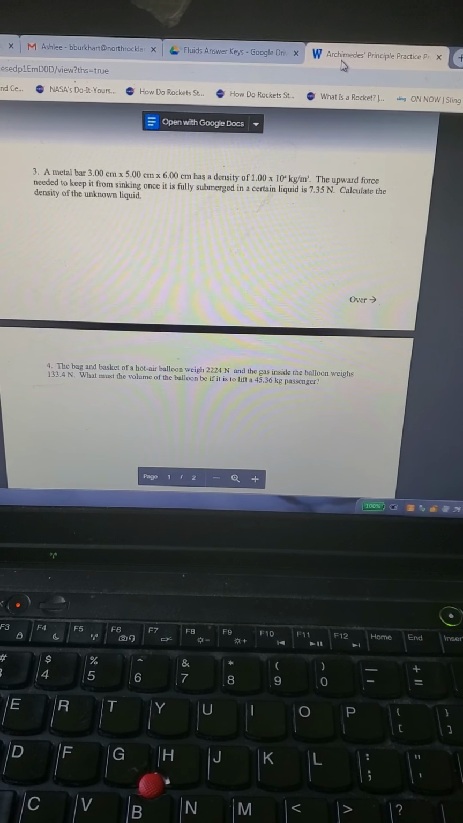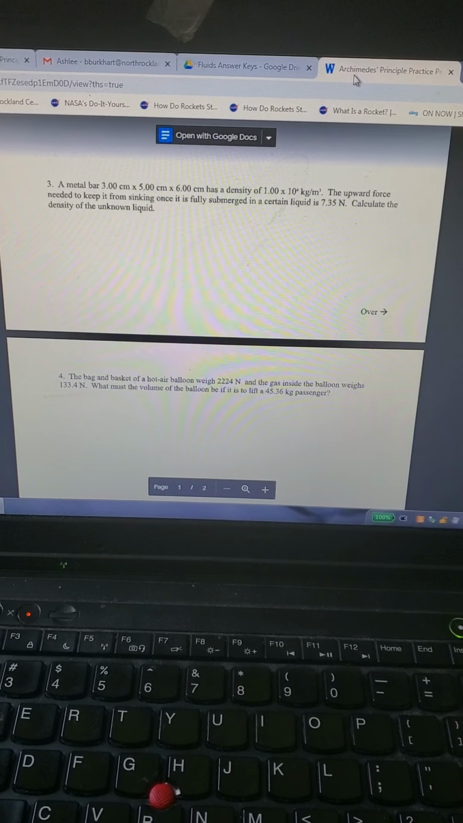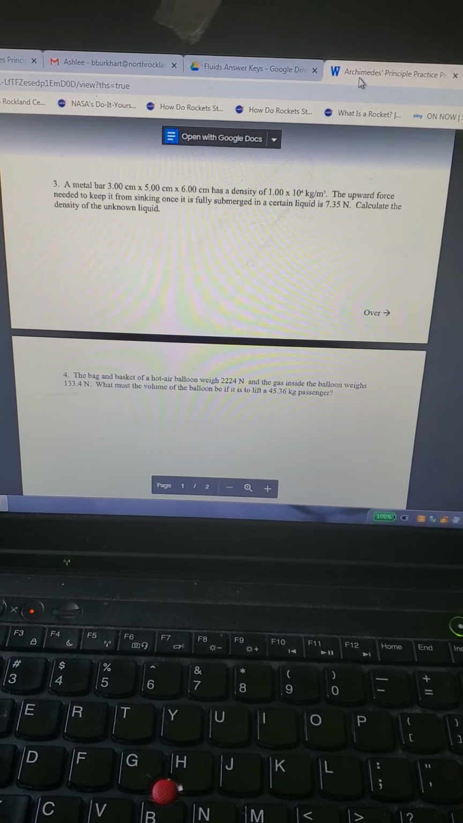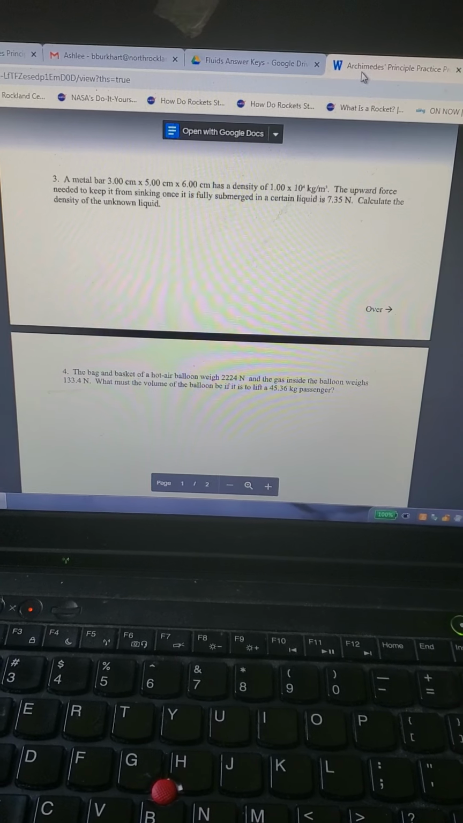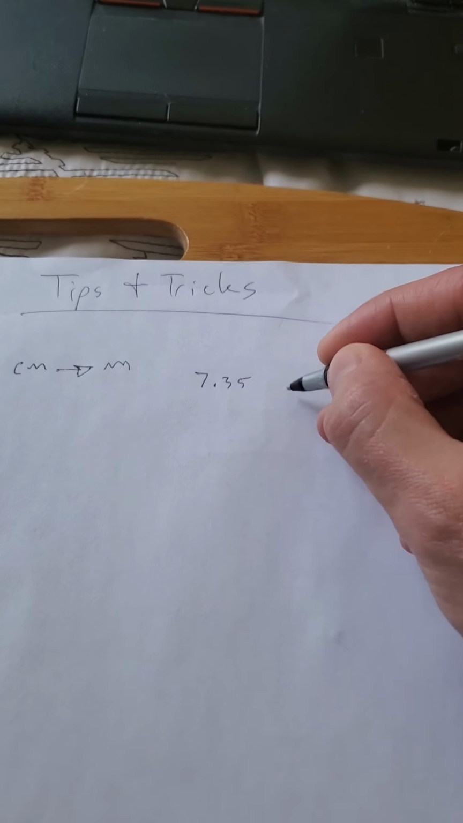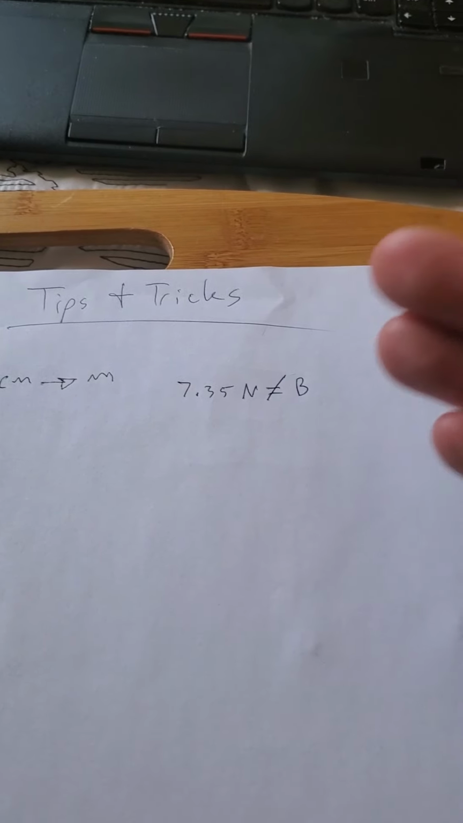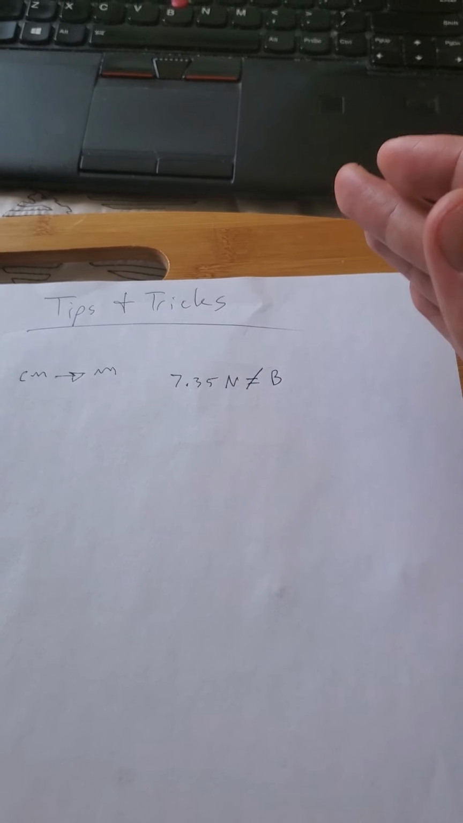You know the density of the bar. Now, here's the really tricky thing with some of these buoyancy problems: they always talk about this upward force. The upward force needed to keep the bar from sinking once it's fully submerged in a certain liquid is 7.35 newtons. That is not the buoyant force. That is an additional force needed in order for this bar to be held up by the buoyant force.